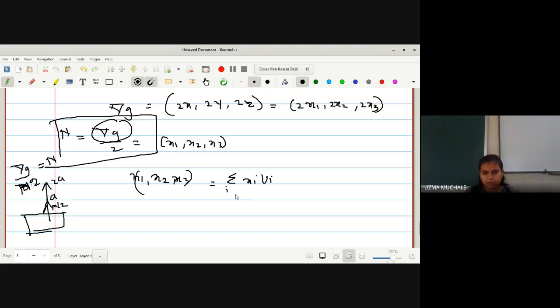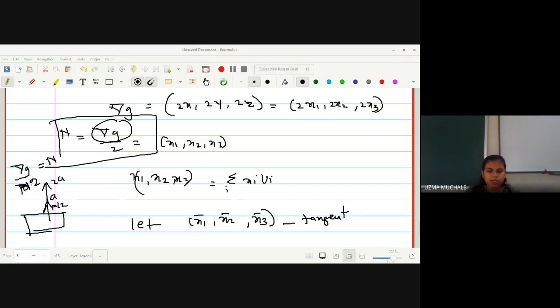Okay. Now let us assume that x1 bar, x2 bar, x3 bar be a tangent. We will assume that x1 bar, x2 bar and x3 bar be a tangent vector field to the surface.